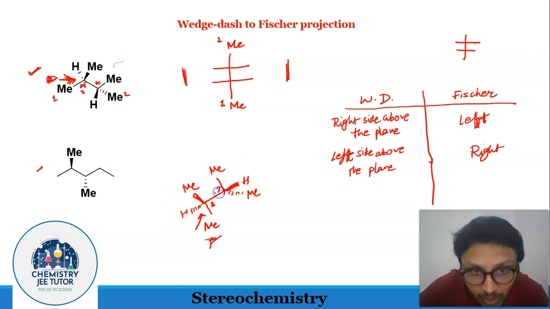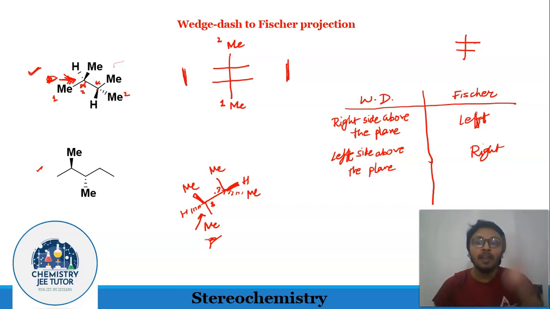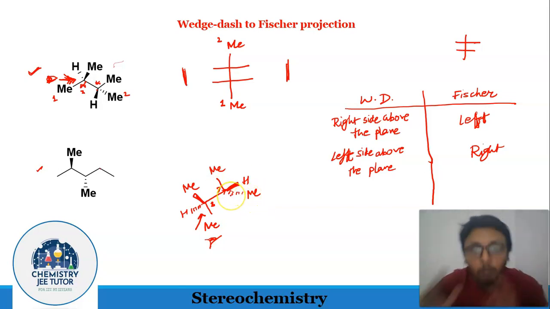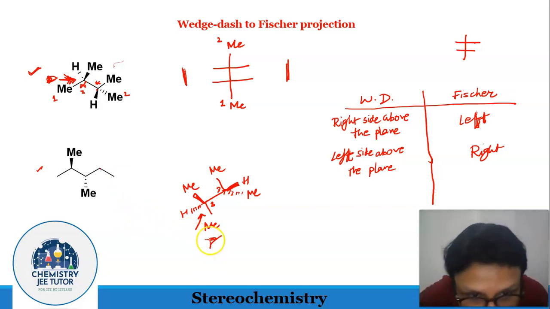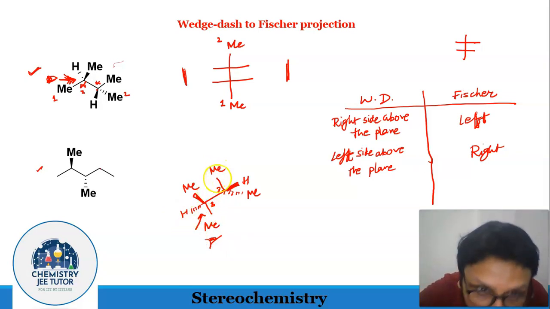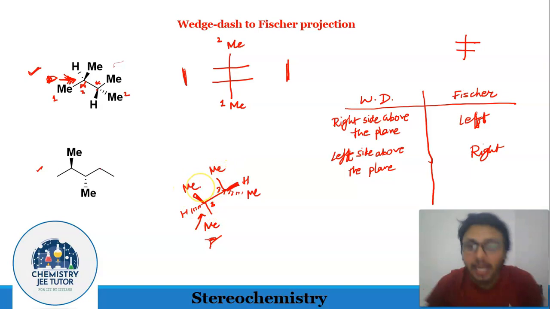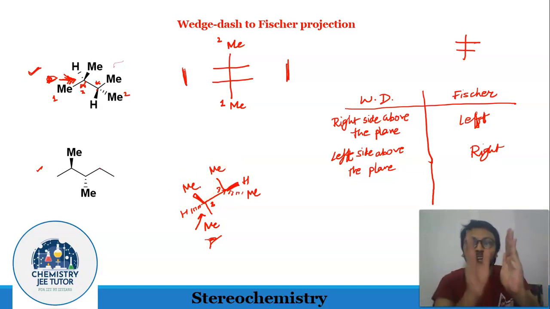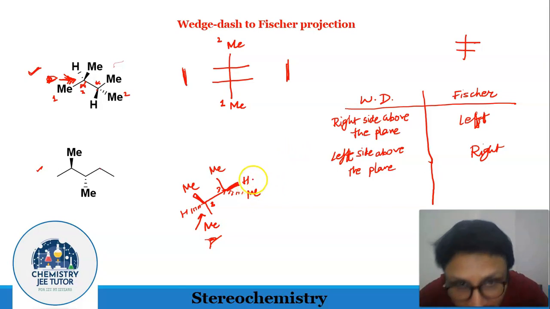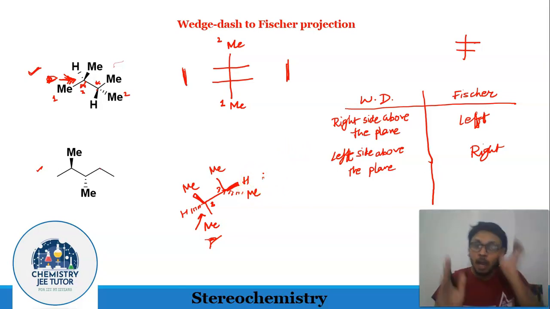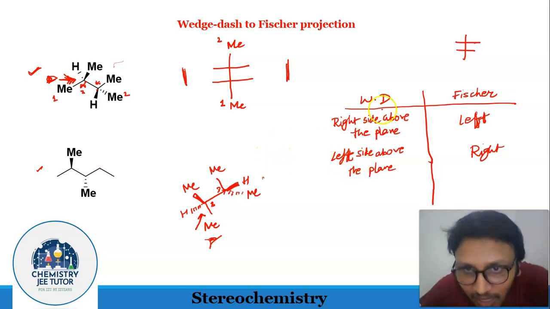So at the C2 carbon, all the substituents are on the left side. On the C3 carbon, both the substituents are on the right side. That's what I mean by left side and right side in a wedge dash projection. If I'm seeing through here, now see very carefully, both this hydrogen and this methyl are on the left side of the plane, or left side of the straight line. And both this hydrogen and methyl at the C3 position are on the right side of the straight line. Right side.